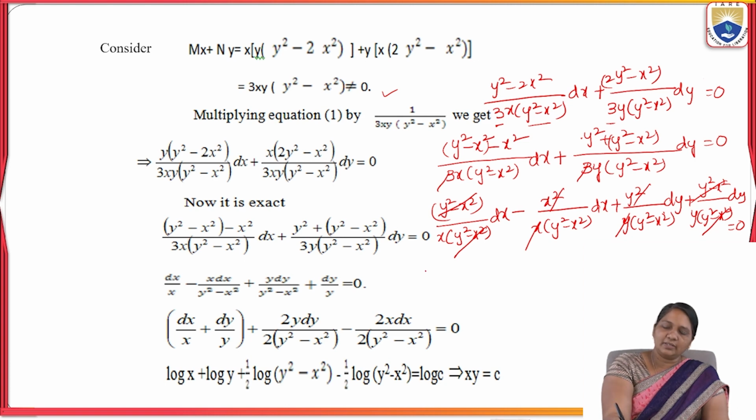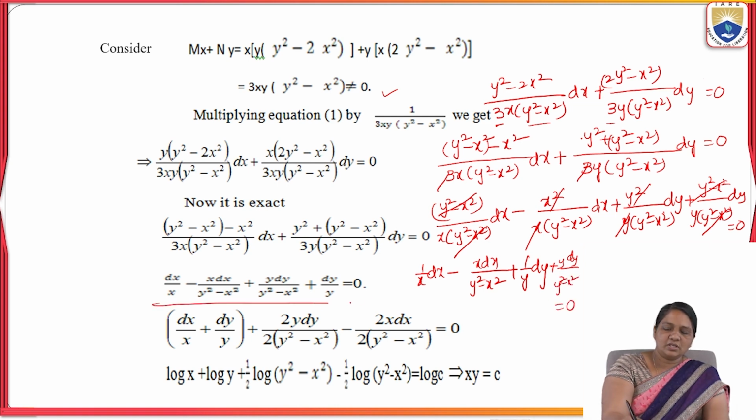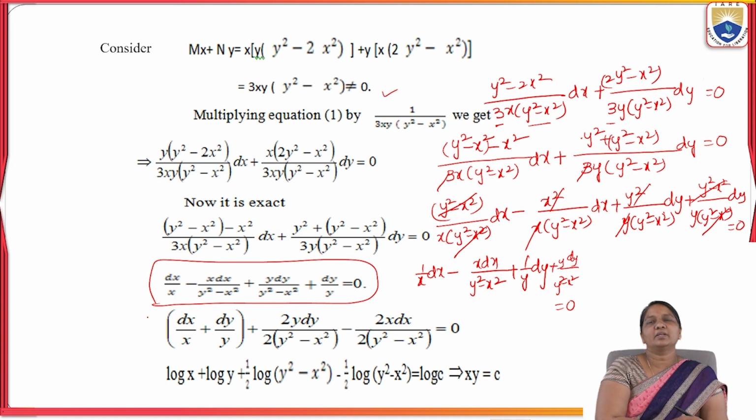Finally I got here 1 by x dx minus x dx by y square minus x square plus 1 by y dy plus y dy by y square minus x square equal to 0. This is only that equation we got here. We are going to simplify the remaining also.